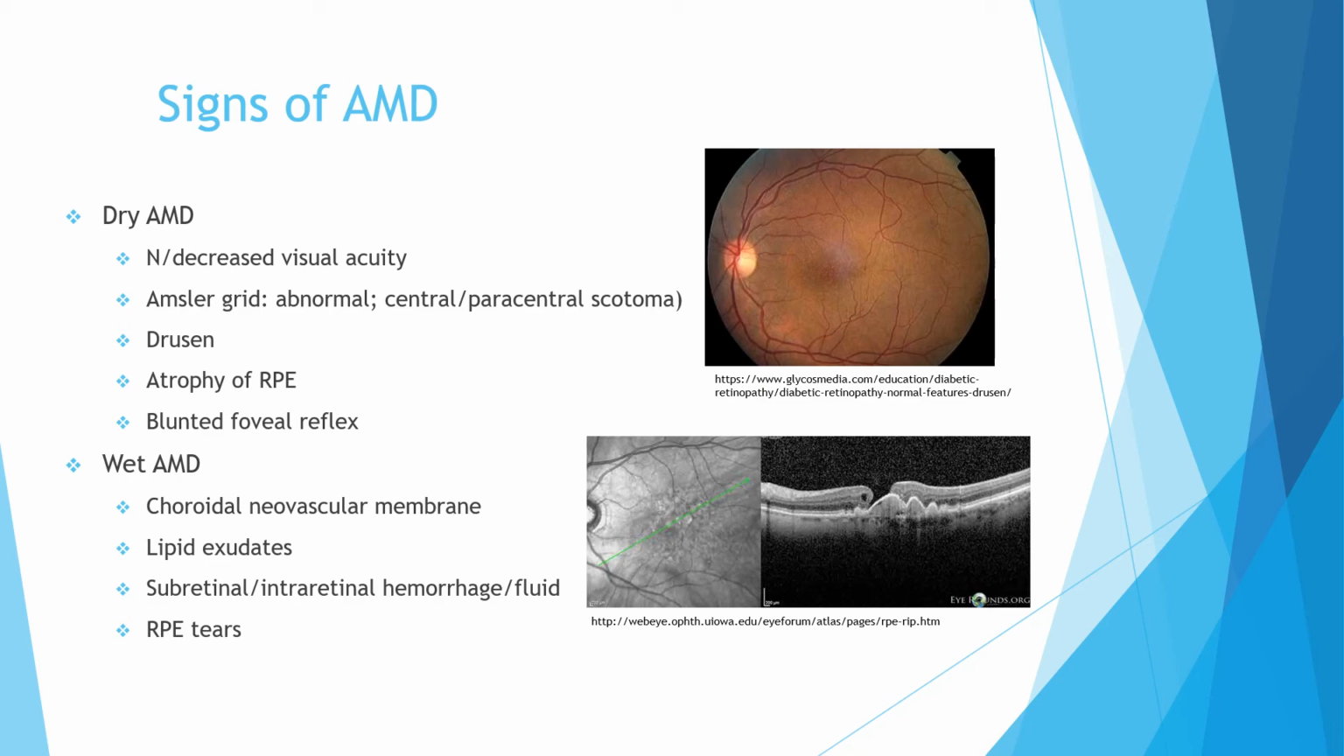Upon observation of the fundus, you may be able to note small yellow spots or drusen. On the OCT, you will be able to note the atrophy or the thinning of the RPE layer, and the foveal reflex overall will be blunted. In wet AMD, advanced stages, there can be choroidal neovascular membrane and lipid exudates. Subretinal or intraretinal fluids, including hemorrhages, can be noted upon fundus exam, and RPE tears even may be noted.